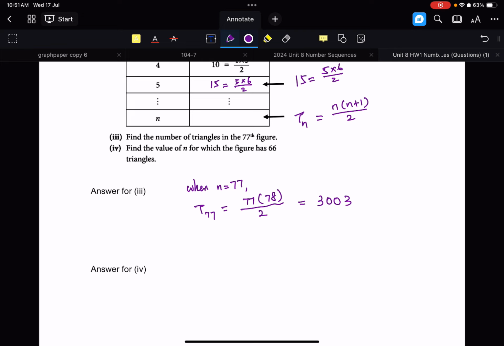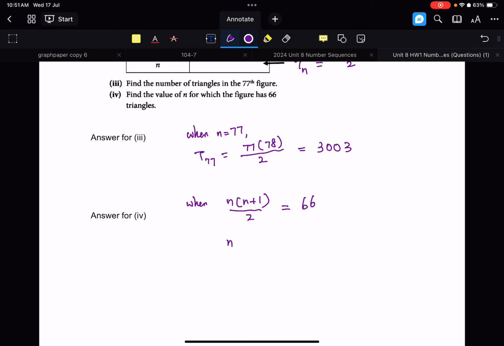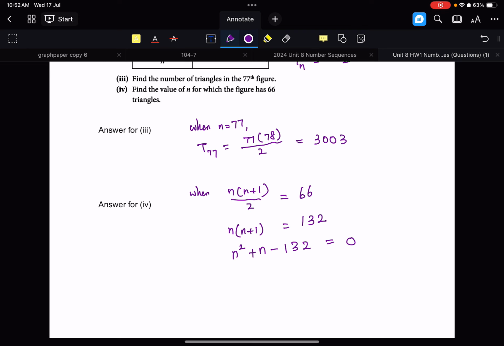And then for the last part, find the value of n for which the figure has 66 triangles. So n times (n plus 1) over 2 equals 66. And n times (n plus 1) equals 66 times 2, which is 132. So n squared plus n minus 132 equals 0. Okay, you need to factorize this. I'm just trying to find the combination that will give us 132. Let me get this straight.